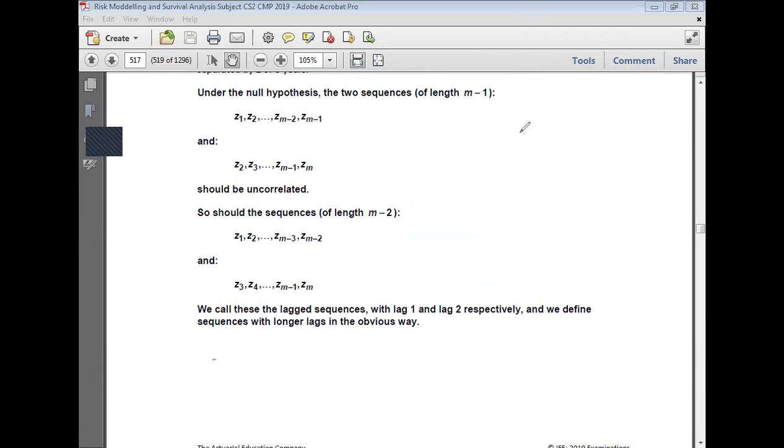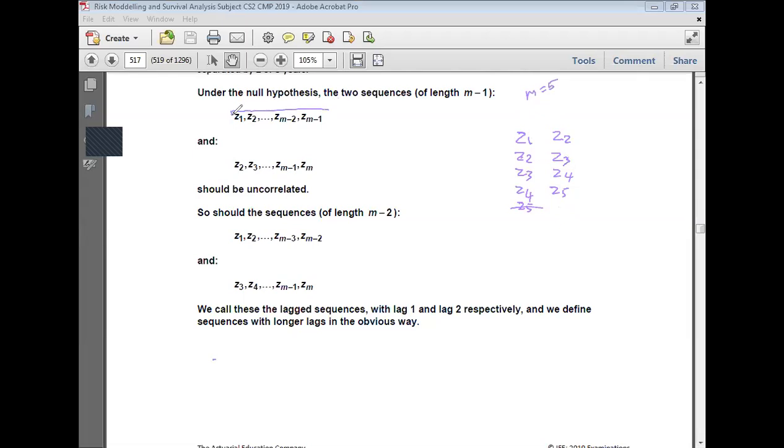So let us say I observe Z1, Z2, Z3, Z4, Z5. These are all the values that I observe. So my M is just 5, only for example purposes. So what I will look at is the correlation of my Z1 with Z2, of Z2 with Z3, Z3 with Z4, and Z4 with Z5. So I will have to ignore this particular value here.